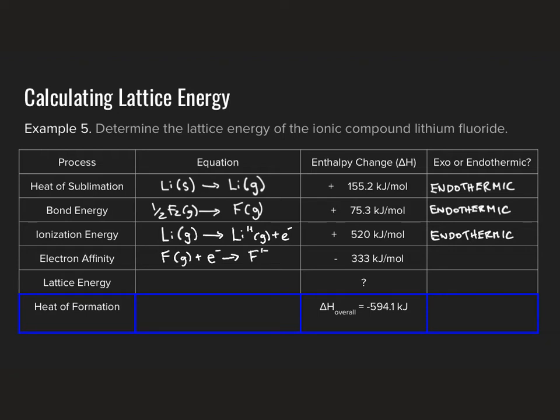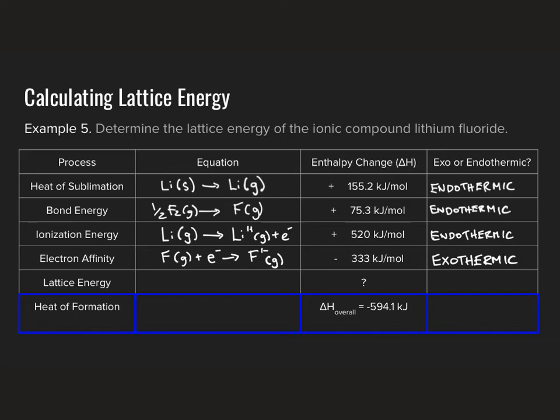Now, because I'm adding an electron to a fluorine atom that has a strong attraction to that electron, we see here that the electron affinity step is actually an exothermic step, which implies our enthalpy change for this process is one of the negative enthalpy changes we're going to see here. So our electron affinity has a negative 333 kilojoules per mole of fluoride ions formed for the enthalpy change.